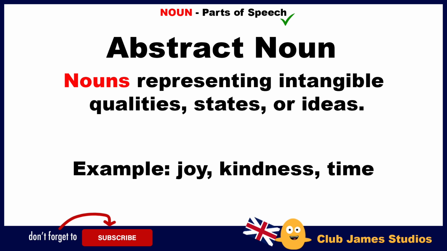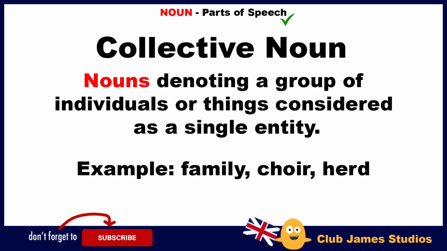Abstract noun. Nouns representing intangible qualities, states, or ideas. Example: joy, kindness, time. Collective noun. Nouns denoting a group of individuals or things considered as a single entity. Example: family, choir, herd.